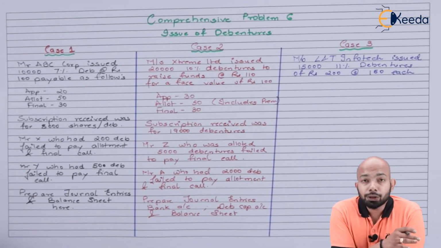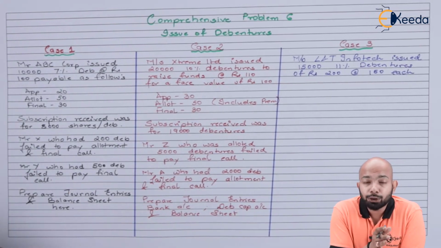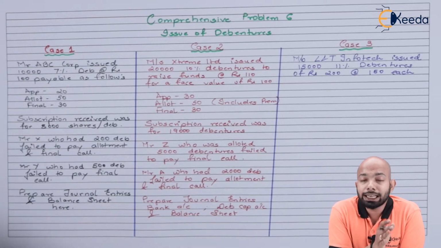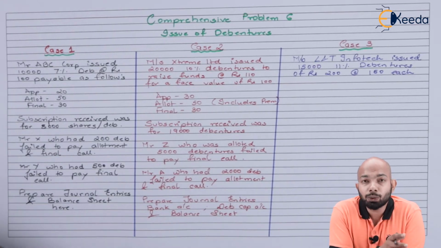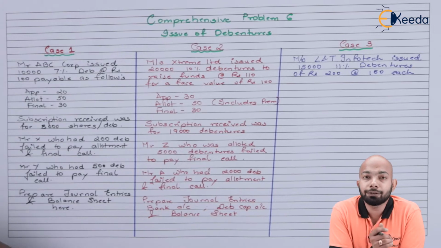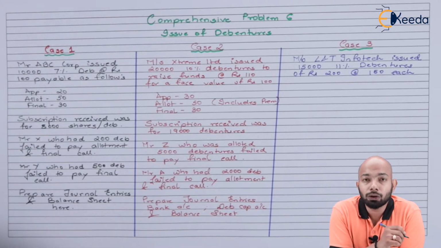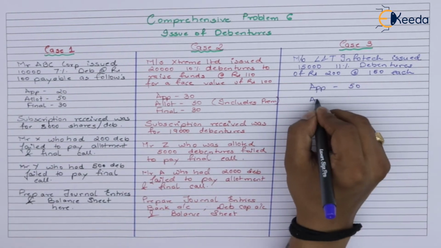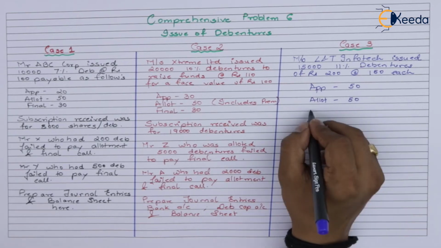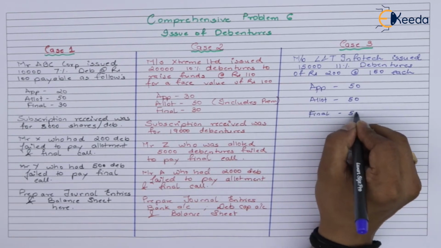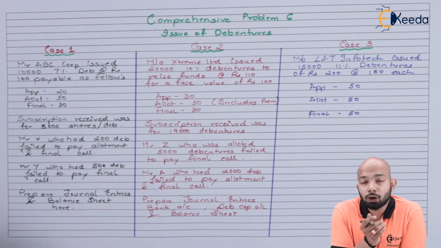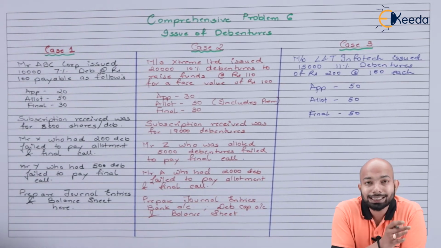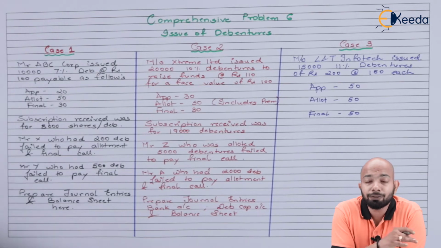Now, case 3 refers to Messrs. L&T Infotech, which issued 15,000 11% debentures of rupees 200 each at rupees 150. That means this is a clear case of discount. Let's figure out the payable amount. Now, on application, allotment, and final call, they're taking an equal amount, that is 50, 50, 50. This is the bifurcation.